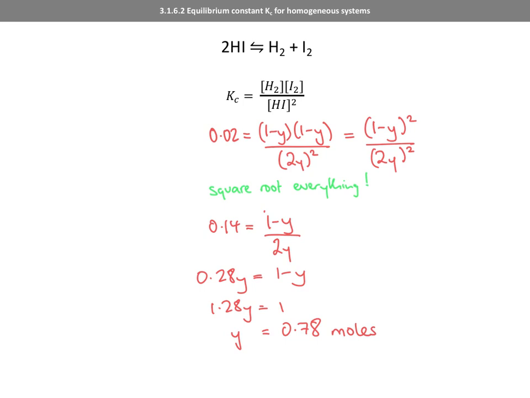So now we have to return back to the ice table that we did on a previous slide, and now insert what we know y to be, because that will now give us the number of moles of each substance at equilibrium, and from that we can work out the concentrations of each substance at equilibrium, which is what the question was actually asking us to do. It was asking us to work out the concentrations at equilibrium of hydrogen iodide, hydrogen and iodine.